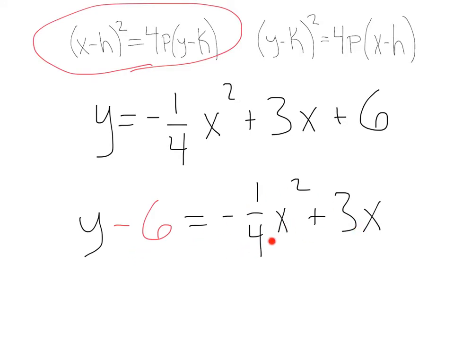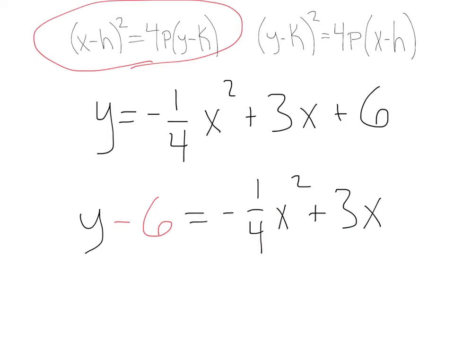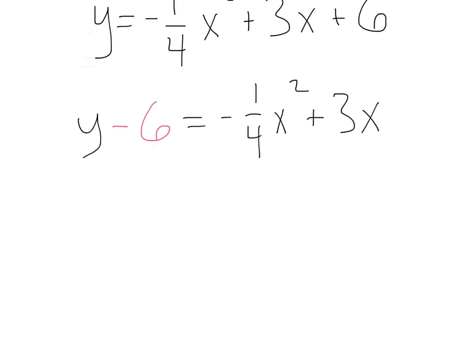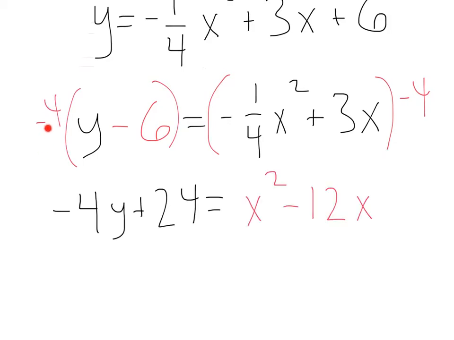Now, we definitely want to get this to a coefficient of 1. So, I'm going to go ahead and clear my fraction, and I can do that by multiplying by negative 4 to both sides of the equation. If I distribute that out, I'm going to get negative 4y plus 24 equals negative 4 times negative 1/4 leaves me with x squared minus 12x.